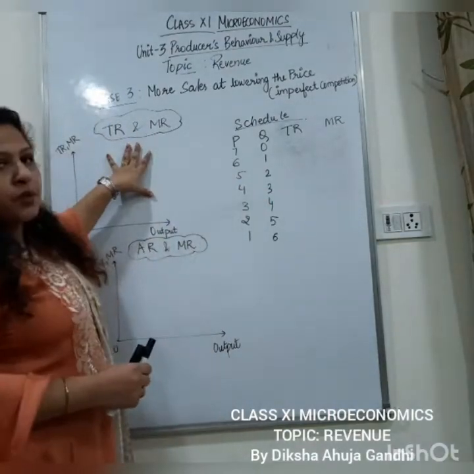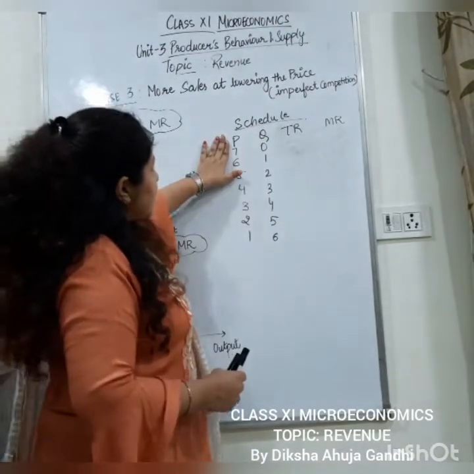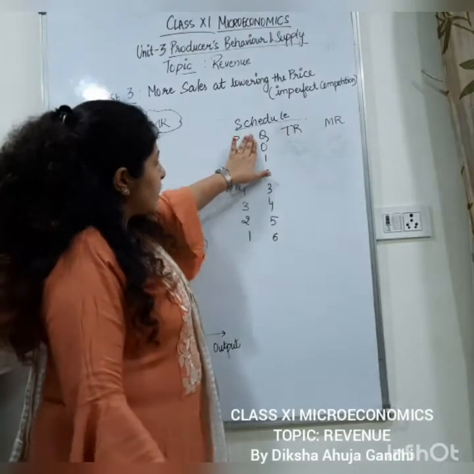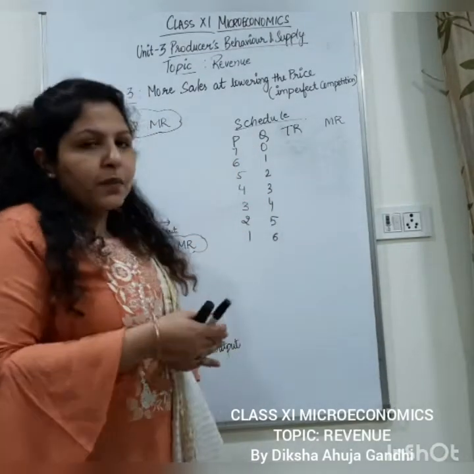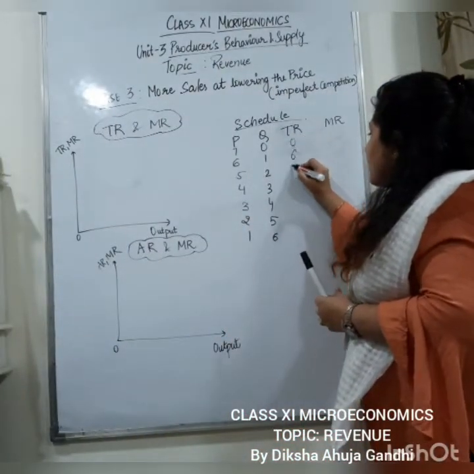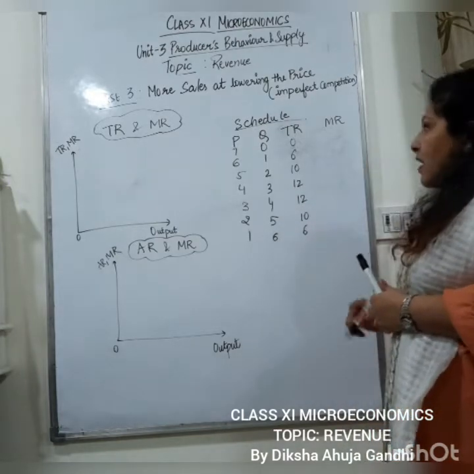what will be the relationship between TR, MR and AR and MR? So price is falling like 7, 6. This is just a hypothetical schedule. So quantity is increasing and the price is falling. Right? So can you tell me what will be TR? TR will be multiplying price into quantity. That will be 0, 6, 10, 12, 12, 10, 6. Right? This is my TR.